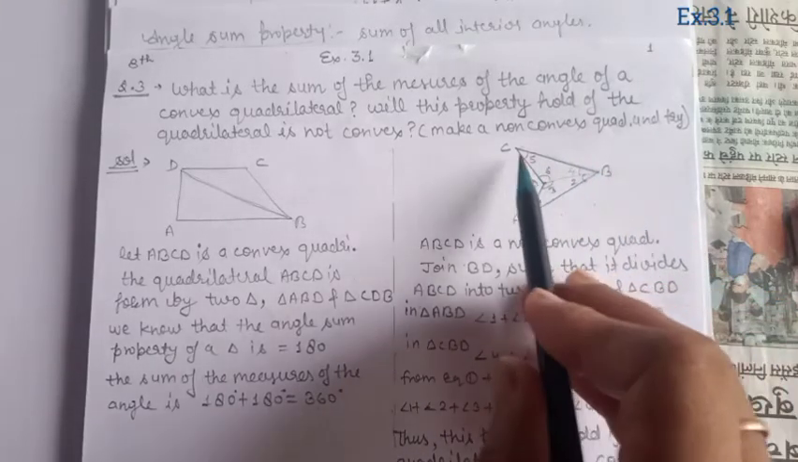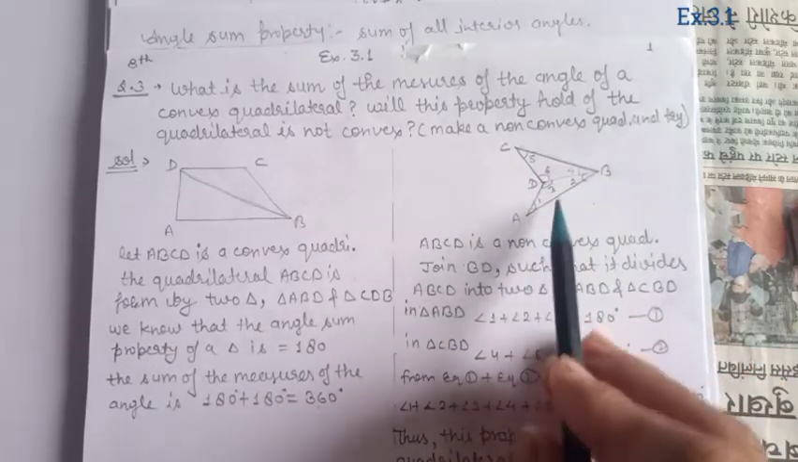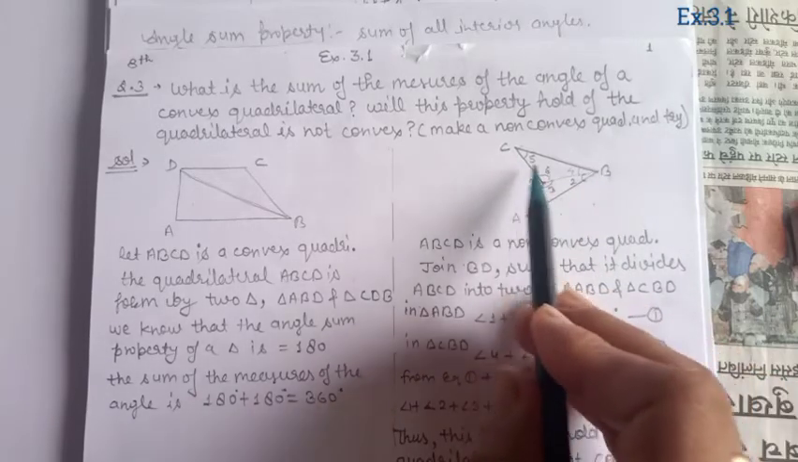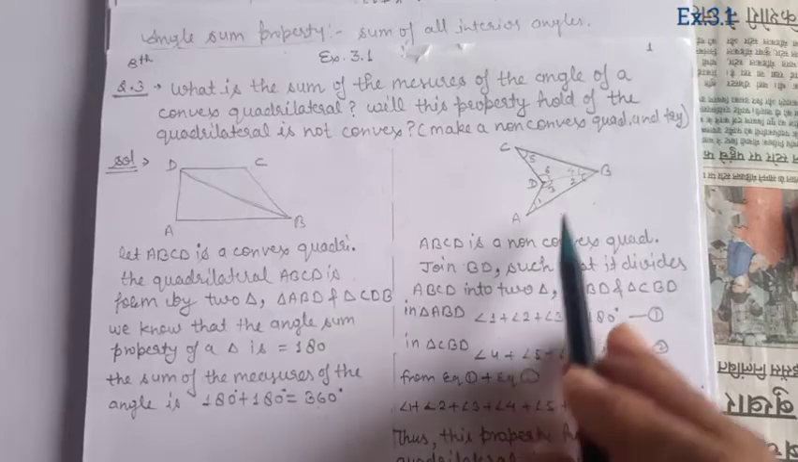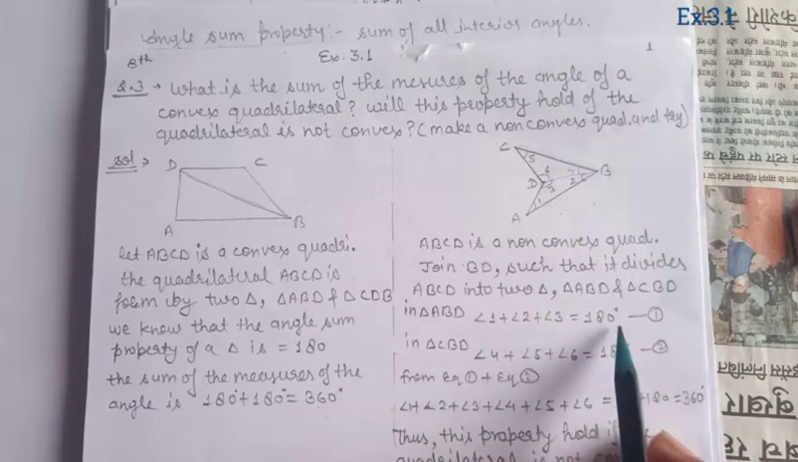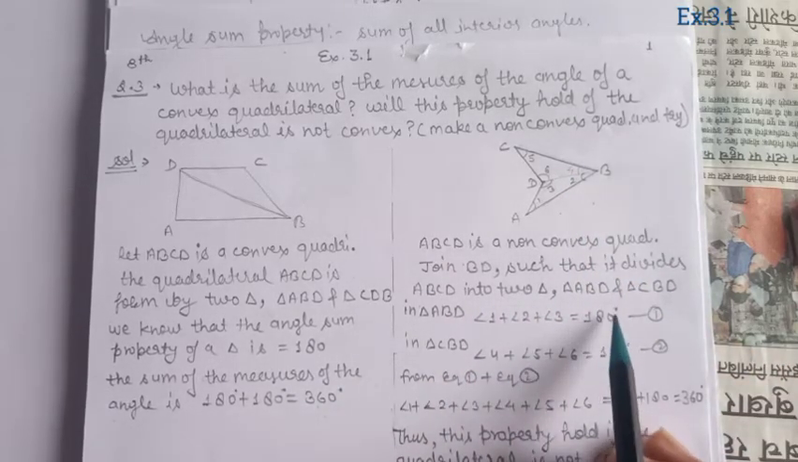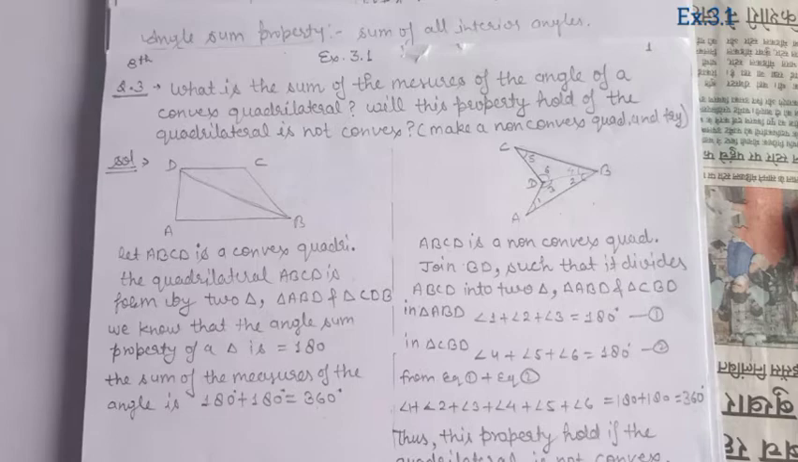So we can make an equation like that. For triangle ABD, the angles are 1, 2 and 3. Similarly, triangle BDC has angles 4, 5 and 6. In triangle ABD, the sum of angles 1, 2, 3 is equal to 180. Similarly, in the other triangle, the sum of angles 4, 5, 6 is 180. After adding all, we will obtain 360. So students, this does not mean that this property does not hold if the quadrilateral is not convex.